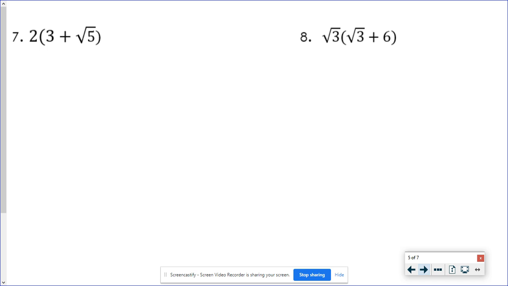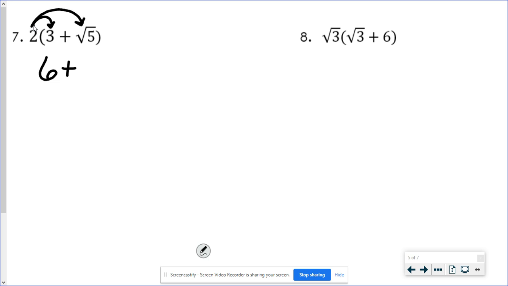Here's some new stuff. Still multiplication, but this is a distribution problem. We know how to do distribution. That's not a problem. We just haven't done it with radicals before. But now we know how to multiply radicals. So the 2 times the 3, that part's easy, that's just 6. Plus, this is not rad 10.